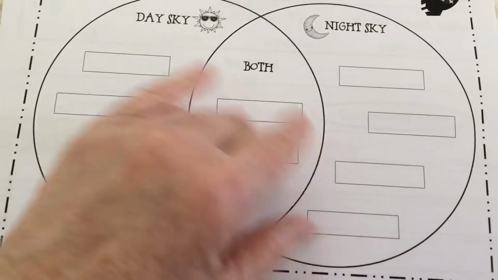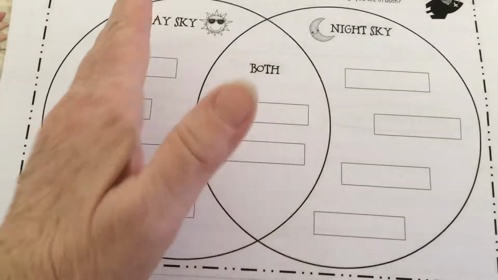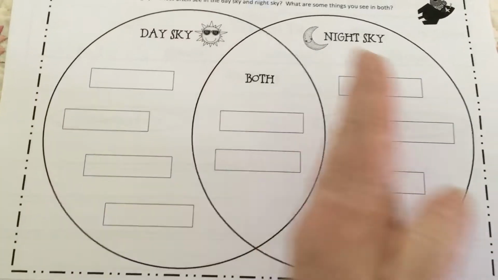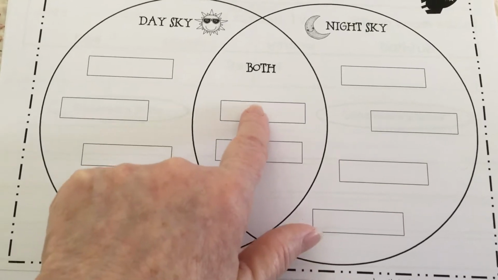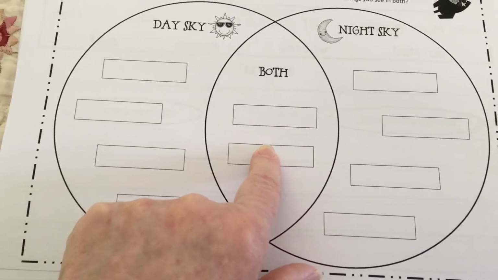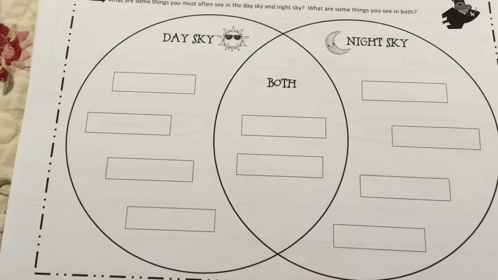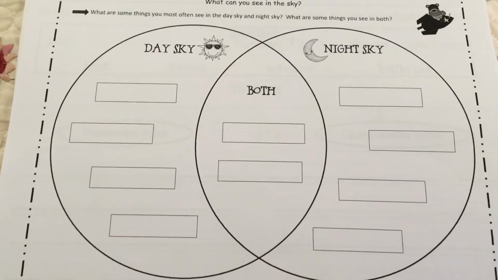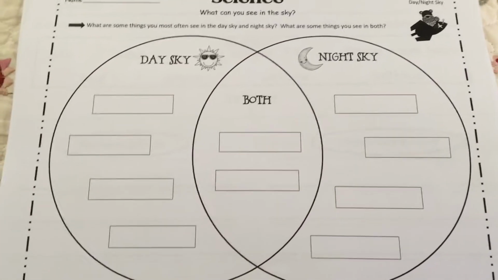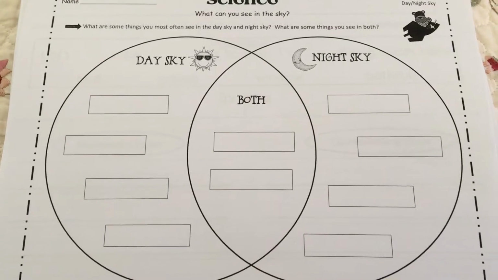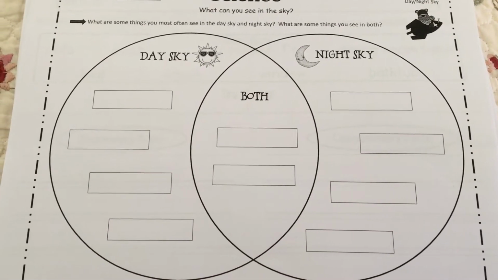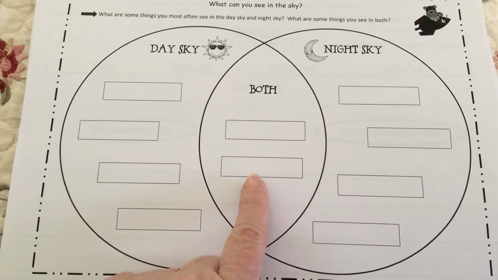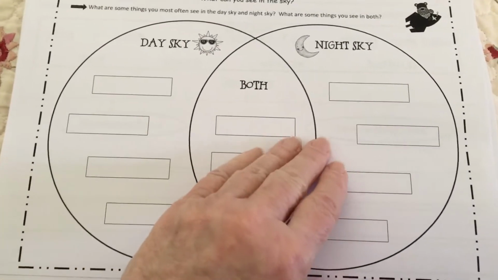Remember our Venn diagram. Okay? So this is what you see in the day. This is what you see in the night. And this is what you can see in both of them. So you'll have to go outside of your house. Don't go very far outside. But go outside and look at your day sky, and look at your night sky, and see what you can see in there, and then see if there's anything that you see that are in both skies.